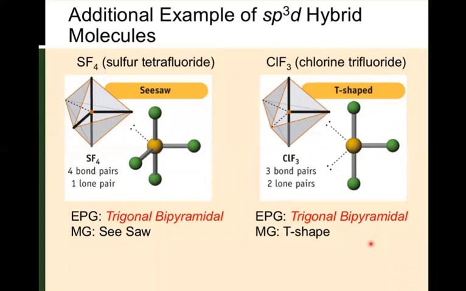to our VSEPR theory. The one on the left is trigonal bipyramidal electron domain geometry, or electron pair geometry. And here we also have seesaw molecular geometry, because the molecular geometry only really considers the bonding pairs, or the bonding electron domains. In the case of the one on the right, we have ClF3, chlorine trifluoride. We have a T-shaped molecule, so it has 3 bond pairs, 1, 2, 3, and 2 lone pairs. The lone pairs don't contribute to the molecular geometry, but they do contribute to the electron domain geometry. And so these are both examples of sp3d hybrid molecules.